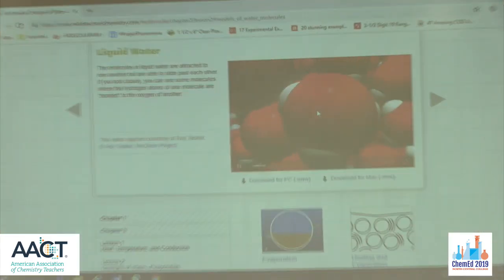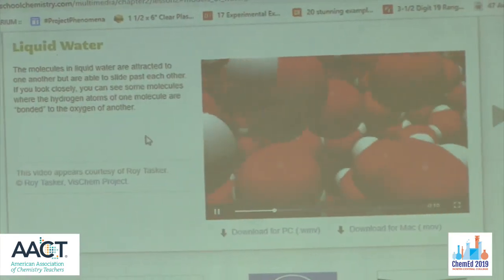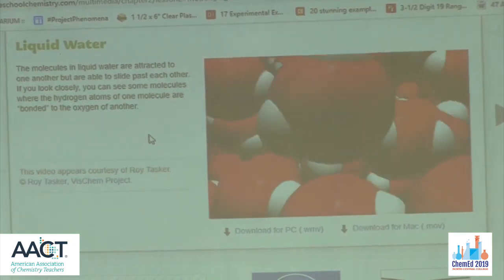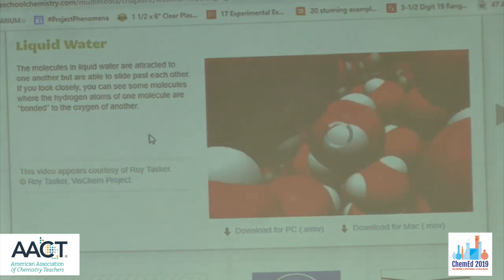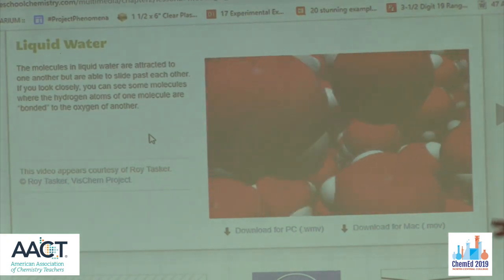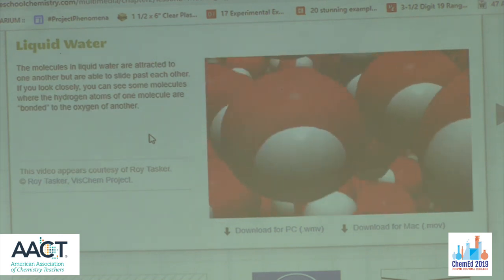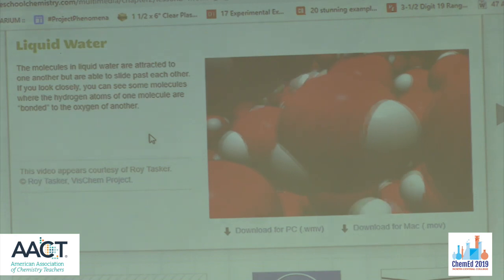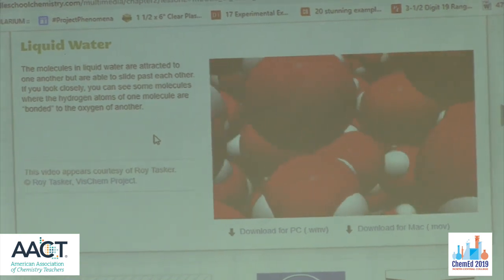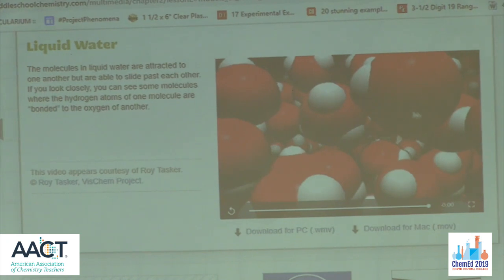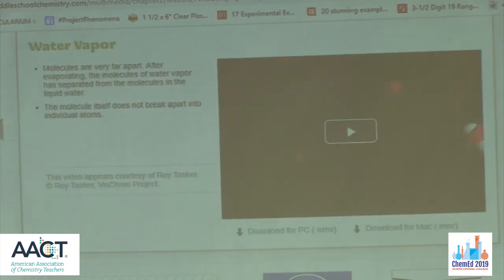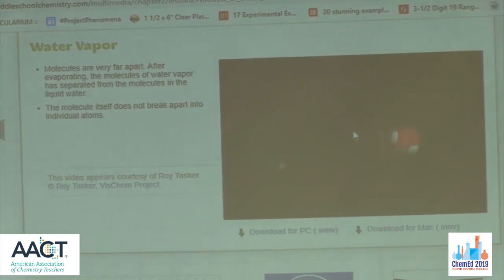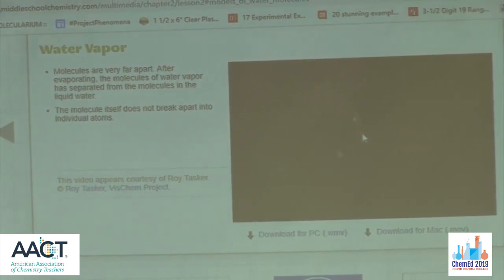So we have this. I keep leaving the cursor there. This is an animation of a water molecule, and the model is called a space-filling model. The idea is they're very close together because they're attracted to each other, but they're in motion. I'm going to see if I can show one more. Oh, I forgot, this is a gas.